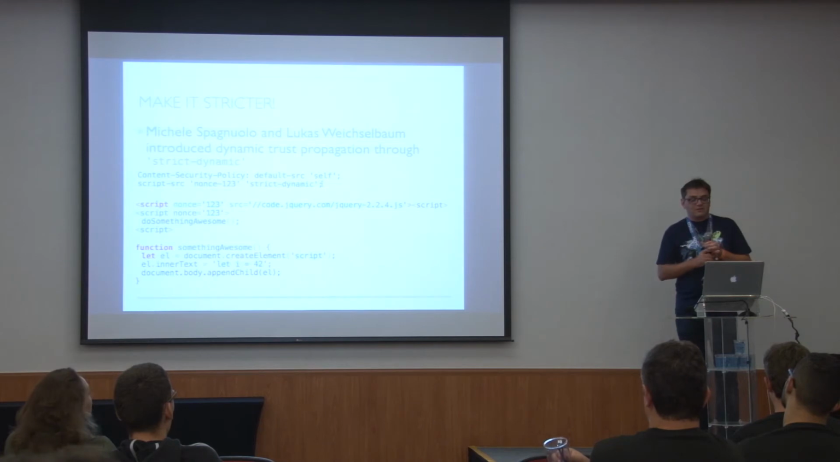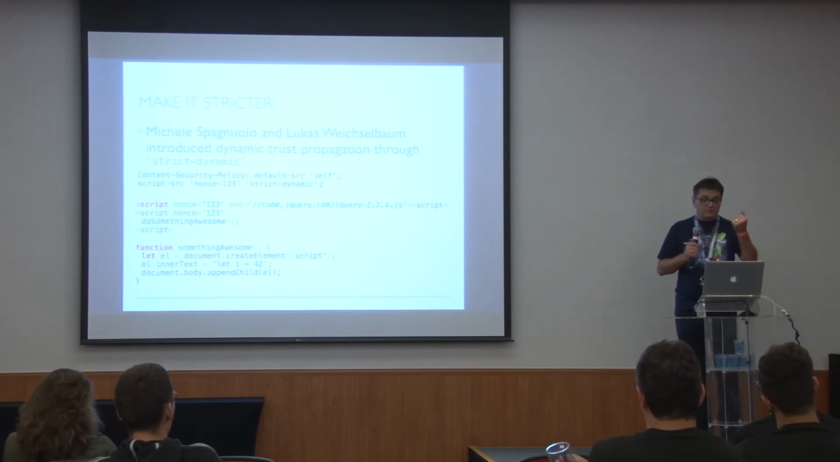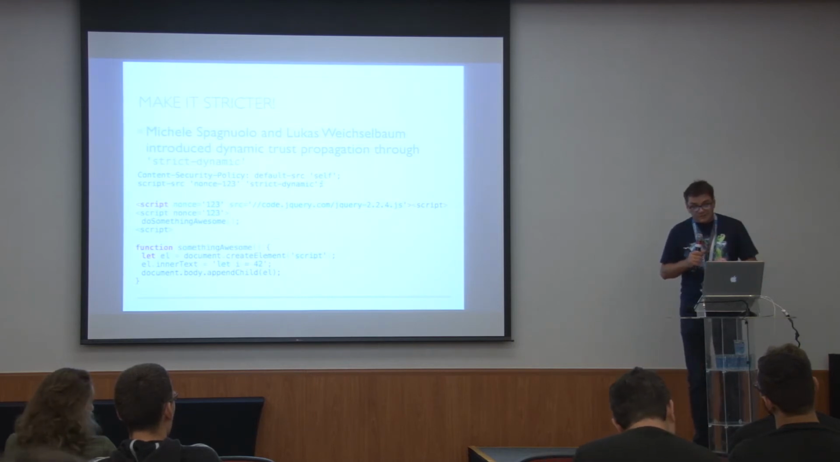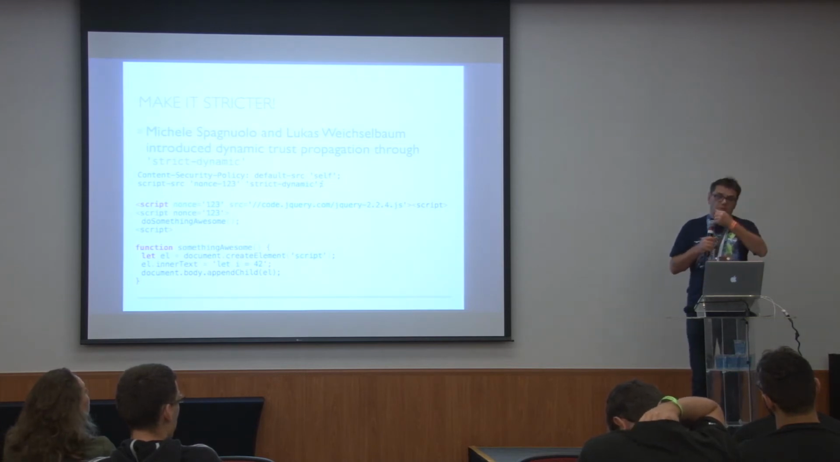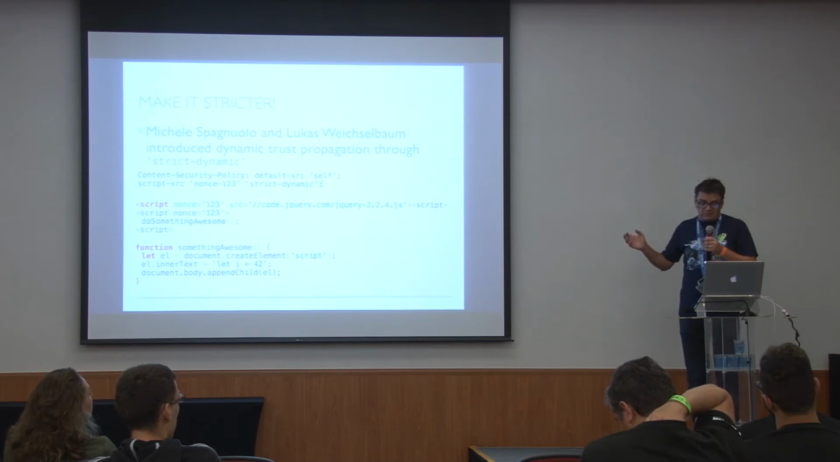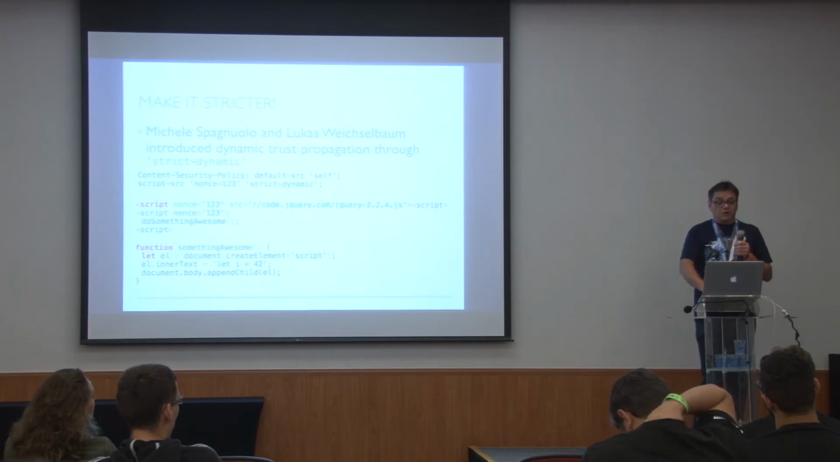What this means is that your web page trusts a script which has this nonce, and whatever that script is doing, it's trusted. It's basically trust propagation. So you can write a script that would load another script from somewhere else, or dynamically construct other scripts. And that would mean if strict dynamic is there, the browser is going to allow it.